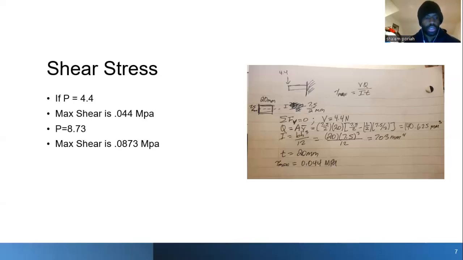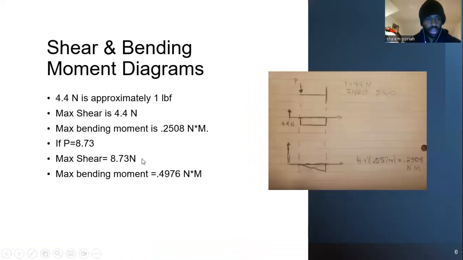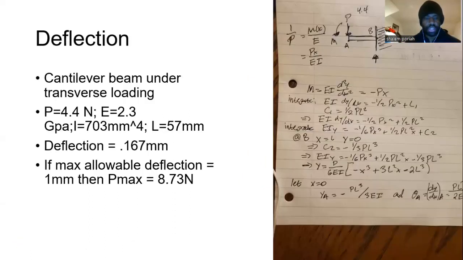So those are the boundary conditions that we're going to be working with. If we want to review quickly what our max conditions are, max shear would be 0.0873 megapascals. The max shear force is 8.73 newtons, and the max bending moment is 0.4976 newton meters. And then the maximum allowable force that we have is 8.73 newtons, because that's what causes the maximum allowable deflection, which is 1 millimeter.